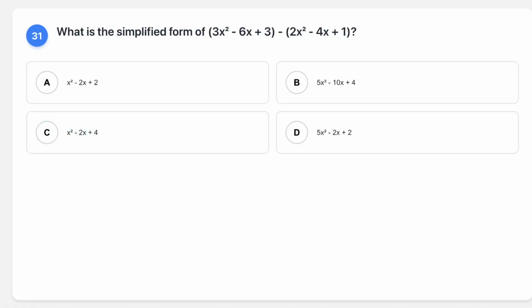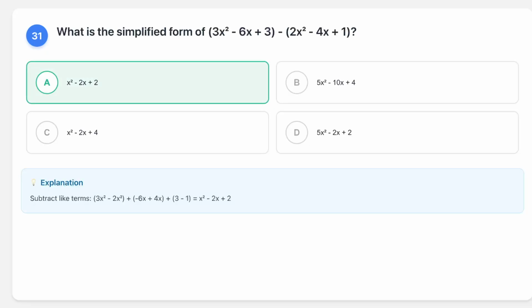Question. What is the simplified form of 3x² + 6x + 3 - 2x² + 4x + 1? Option A. x² + 2x + 2. Option B. 5x² + 10x + 4. Option C. x² + 2x + 4. Option D. 5x² + 2x + 2. Explanation. Subtract like terms, 3x² - 2x², plus, negative 6x plus 4x, plus, 3 - 1, equals x² + 2x + 2.